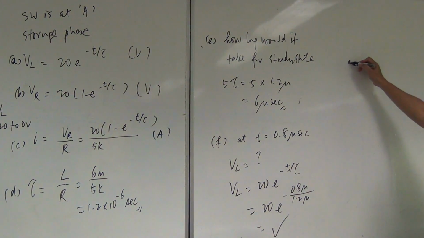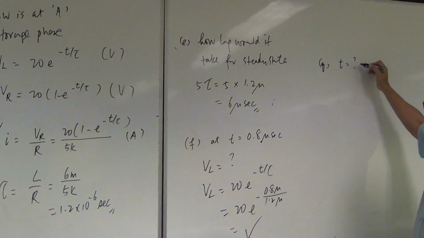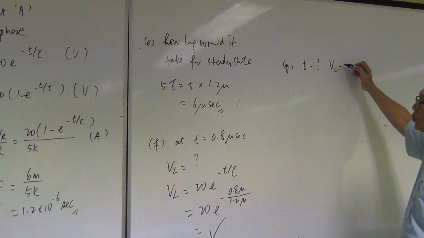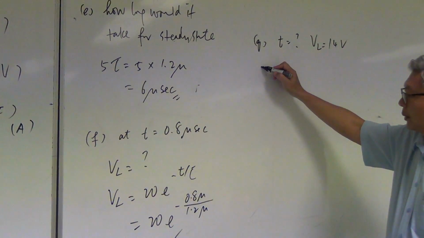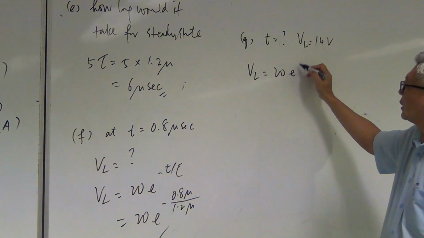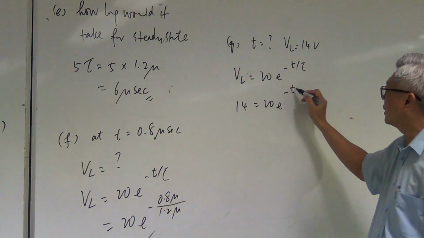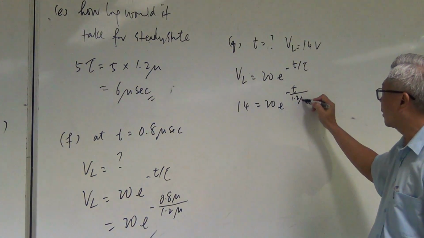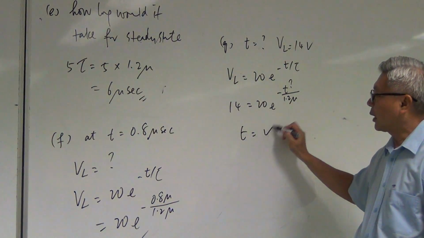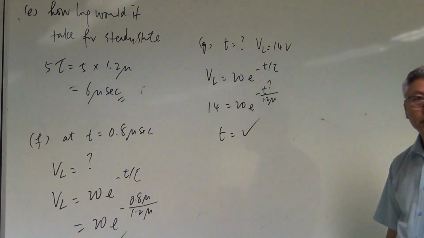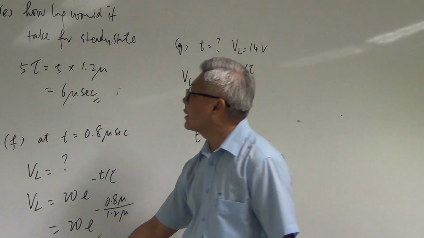Right? Part G. Find what is the time when VL is equal to 14 volt. No problem. Substitute into the formula. VL is equal to 20 e^(-t/time constant). So 14 equals 20 e^(-t/1.2 micro). So time is unknown. One equation, one unknown. Time can be found. Alright? Okay. So with that, let's draw a graph.